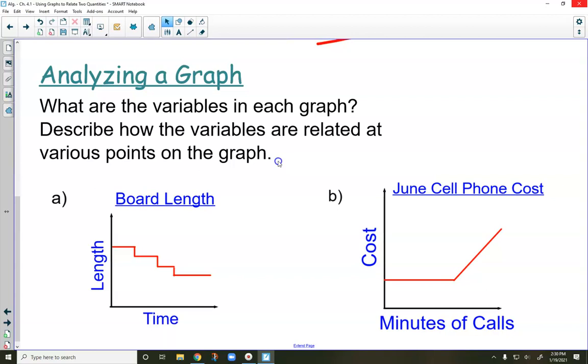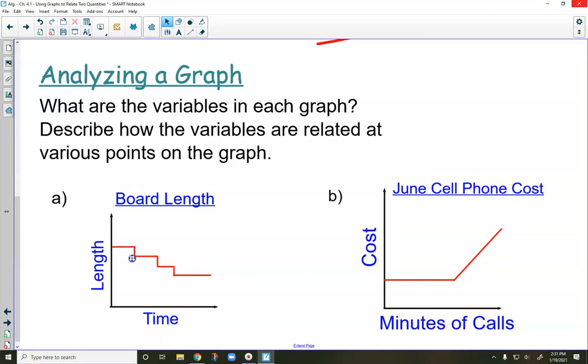Welcome back. Let's see how you did. For problem A, we're talking about the board length of a piece of wood. Our variables are time and length. We have a set length of the wood. This does not mean that the piece of wood is from here to here. It just means that we have some length of wood. Time has gone by. Maybe we're measuring.